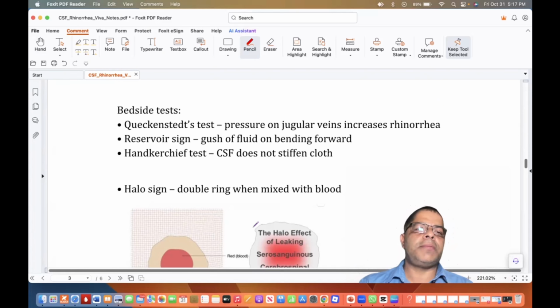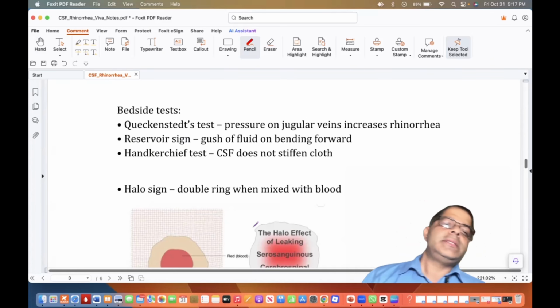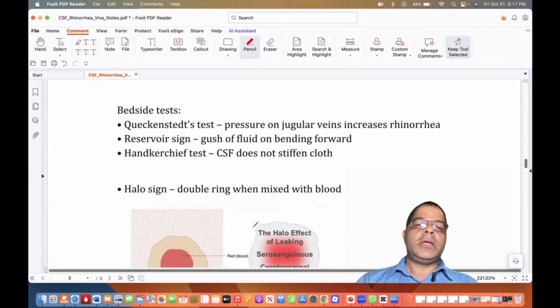So I think the most appropriate method is to see by ultrasound both sides and give some pressure on the IJV. Then pressure increases in the brain, leading to more CSF leak from the nose. Another is reservoir sign: a gush of fluid in the nasopharynx area when you bend forward, and the fluid comes out. Another is the handkerchief test, where CSF does not stiffen the cloth.